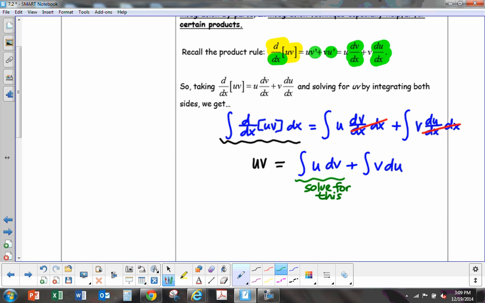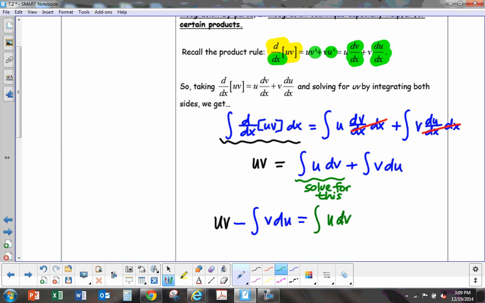Okay, if we want to solve for this integral, then I need to subtract over the integral of v du. So on the left, I would have uv that was already there. But then I want to move one of the integrals from the right side. So I'm going to subtract the integral of v du, and that's going to be equal to what I was interested in, the integral of u dv.